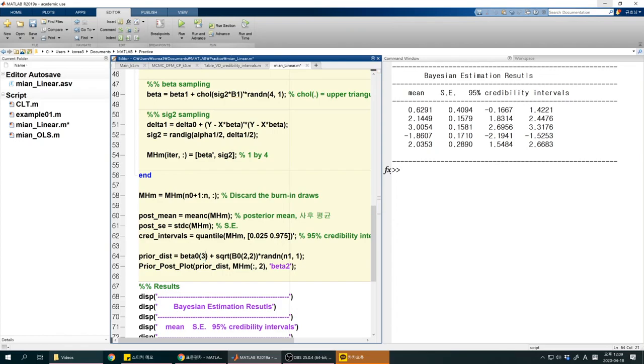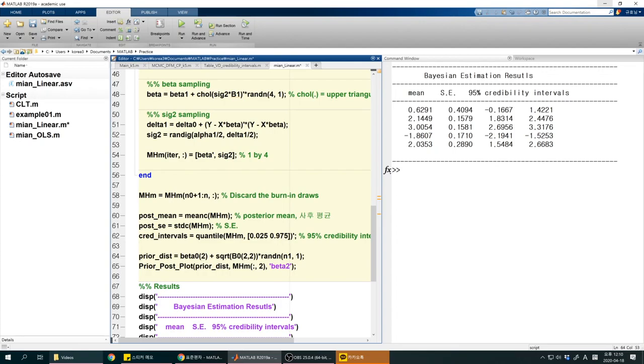What if this is 3? This is the prior mean of beta 3. And this is the prior mean of beta 1. So in this case 2. Of course, in this case, all betas have the same prior mean and variances, so whether this is 1, 2, 3, it doesn't matter. But in general, they are not necessarily the same. That's why I put 2 specifically.